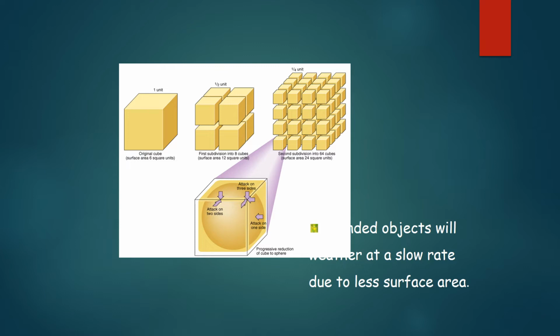As that happens, we have a quick rate of weathering at first as all those pieces fall off, and then as it becomes more rounded, the rate of weathering will slow down.